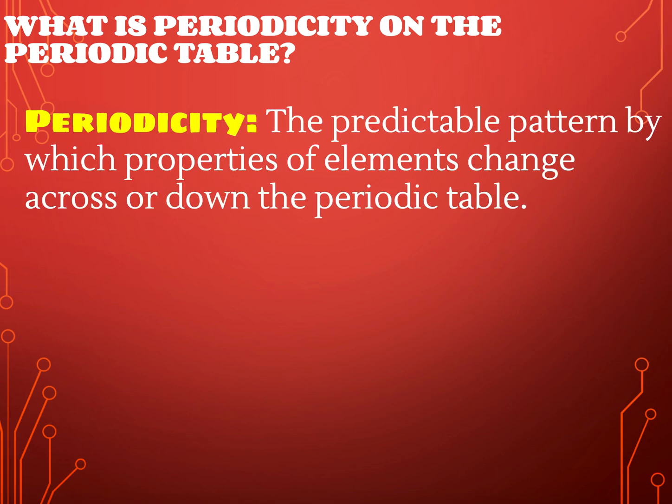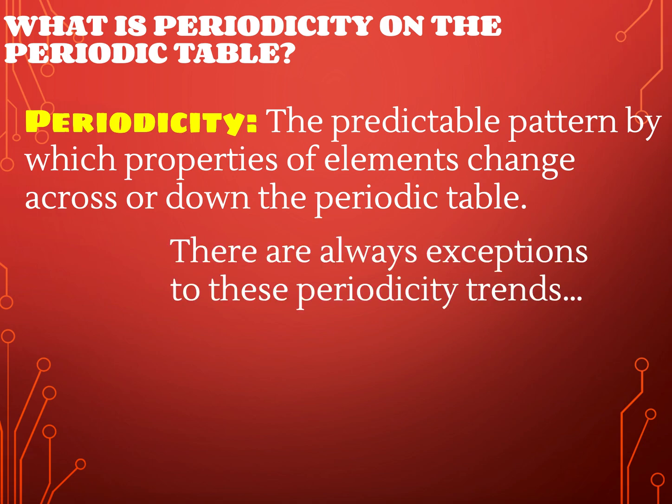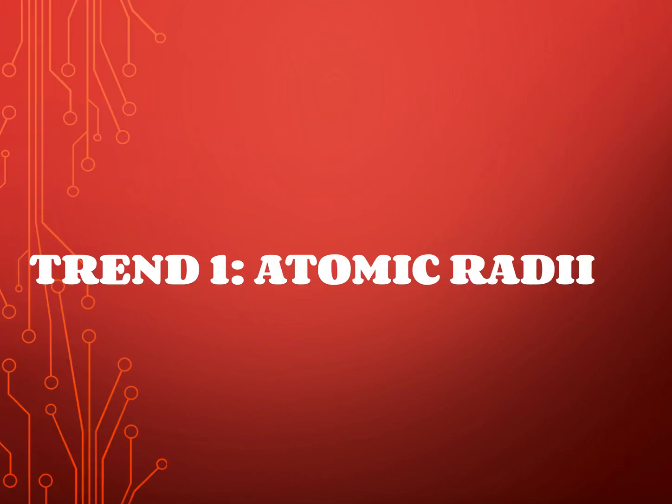What is periodicity on the periodic table? What it means is, as was somewhat highlighted in our last set of notes when we talked about Dmitri Mendeleev, that there are patterns. There are predictable patterns of properties of elements on the periodic table. And there are always exceptions, and that's just a general truism of chemistry. But it allows us to predict how elements are going to behave, and being able to predict what will happen is a pretty important process of science.